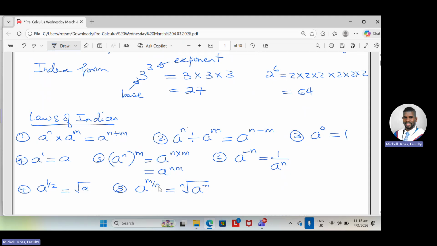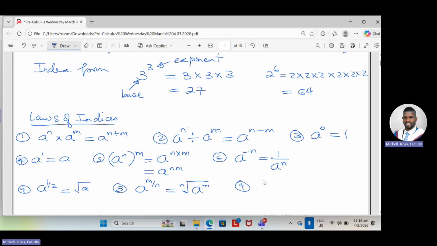Whatever is the denominator of the fraction, that is the root that you're working in, right? Notice the denominator of this fraction is n. So you're going to be working in the nth root, whatever that number is, and then the numerator will become the power of the base. Notice you have the base raised to a power, and the power is the numerator.